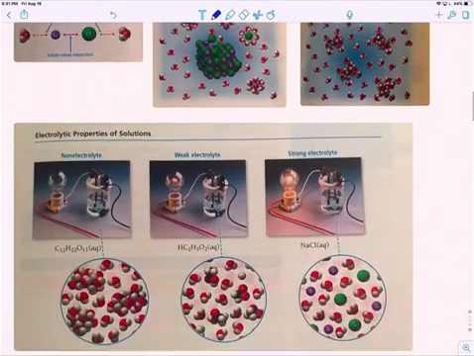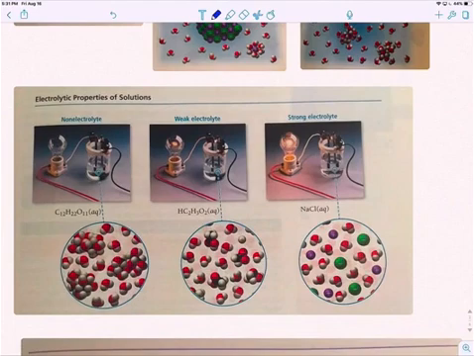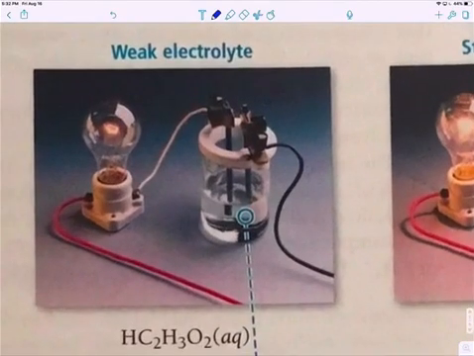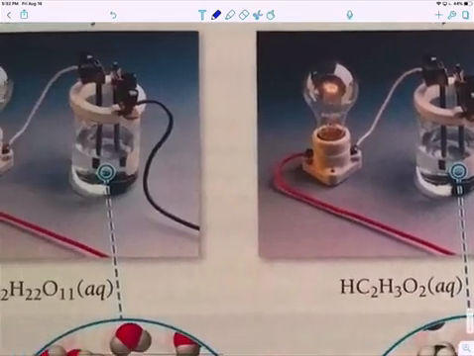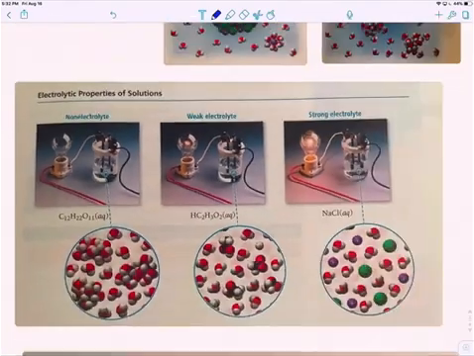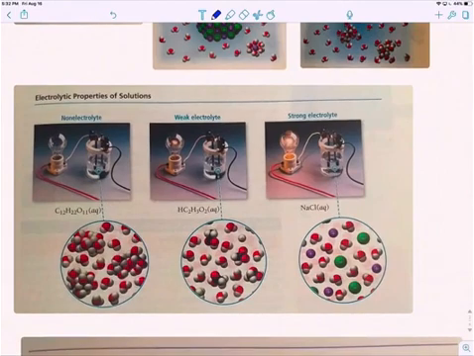So okay, let's talk about the different types of solutions here. So we have a non-electrolyte solution like sugar water, which does not conduct electricity. And you can see the light is a little bit on, and then the light here is really on for a strong electrolyte, and for the non-electrolyte it's not going at all. So weak electrolytes, this looks like it's vinegar.